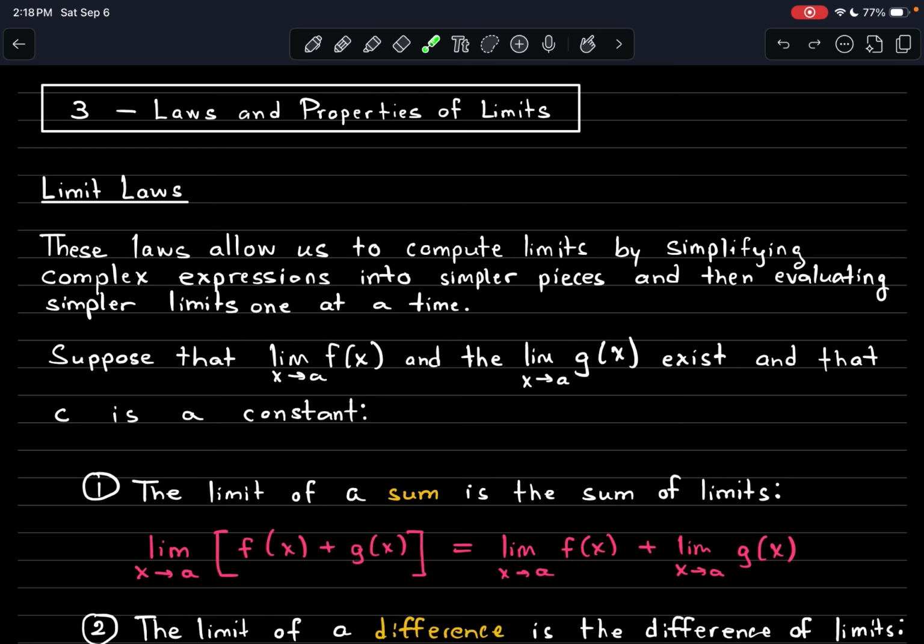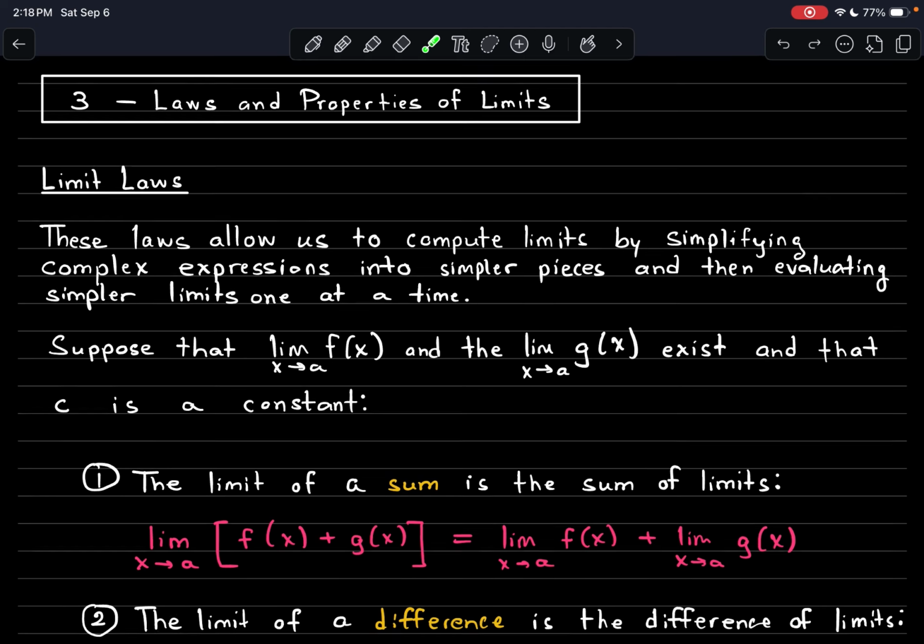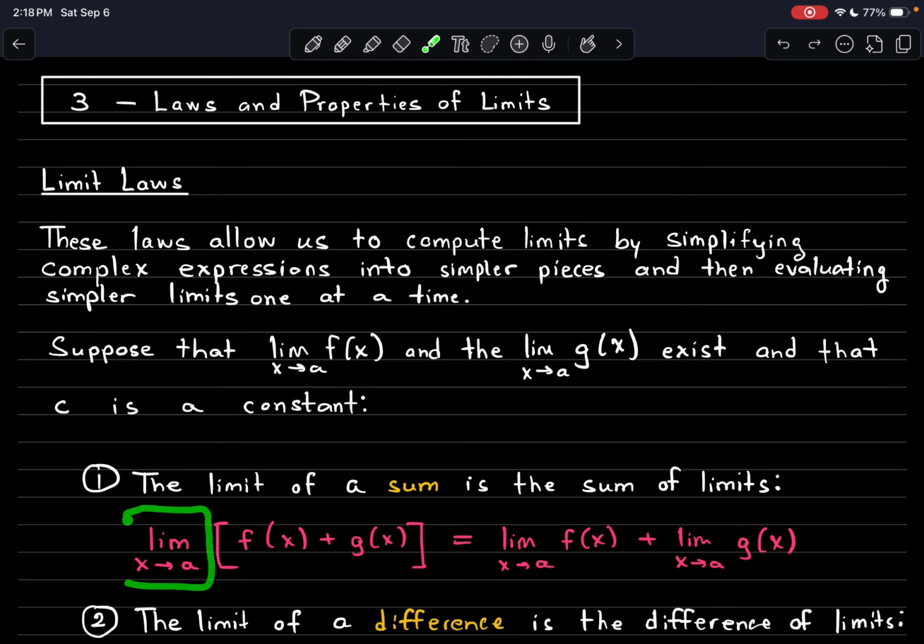Number 1 says the limit of a sum is the sum of limits. So the limit here is the overarching operation. It's applying to this sum between f of x and g of x that's already been computed within these brackets. We can actually break that apart. It's almost as if we're distributing the limit to each function individually and then computing that first before adding them together. So this limit law allows us to do that.